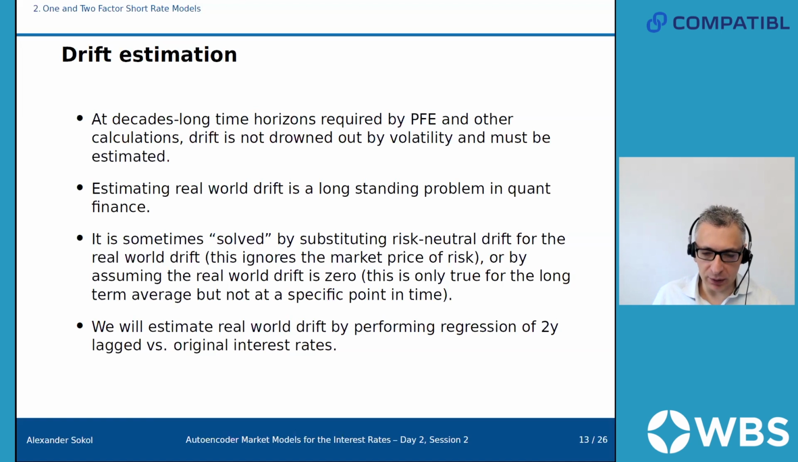So we can estimate it using this method that we just developed by just taking the calibration horizon a little bit longer than we used to, right? So we use the daily horizon, monthly horizon. Now we're going to use a 2-year horizon. Why? Because at shorter horizons, drift is drowned out by volatility, and we want to estimate it.